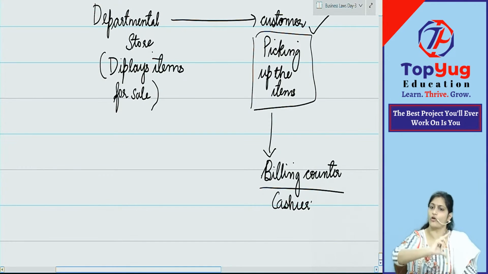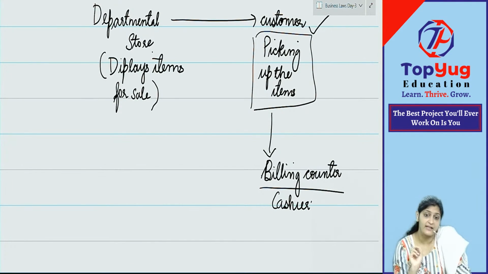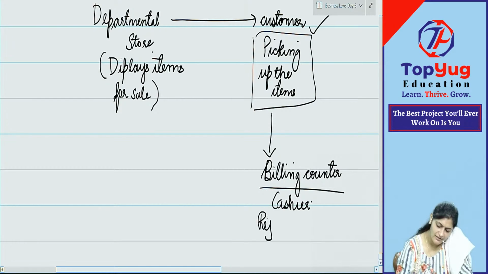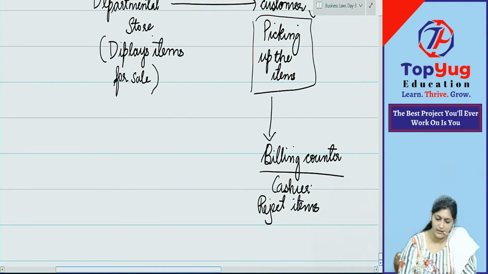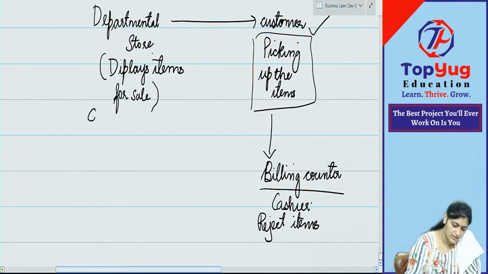This product is not for sale. We cannot sell that. Can he reject that? Yes, he can do that. That can be rejected. The cashier can always reject items. Yes or no?